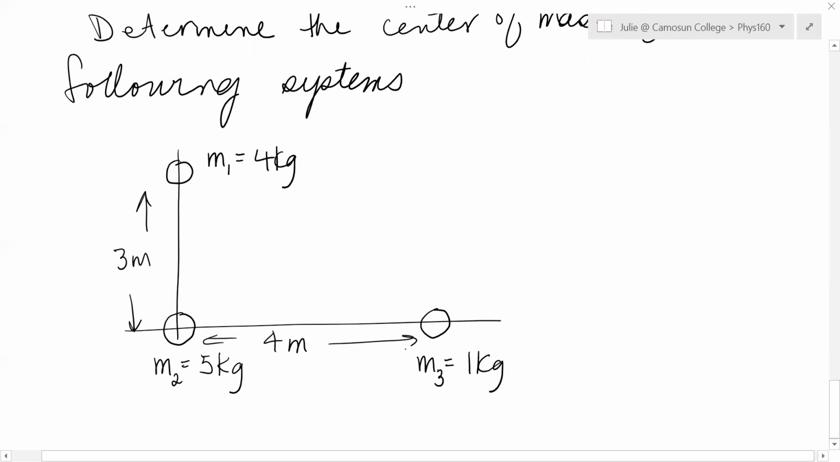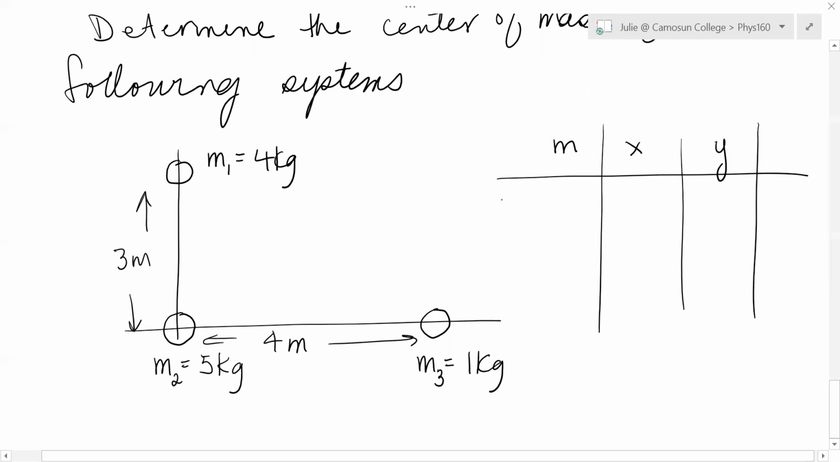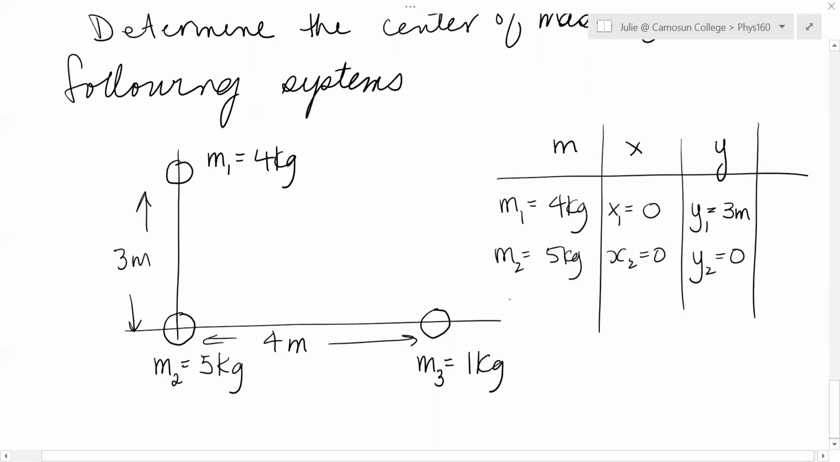Okay, so it's always a good idea to make a list of your m's and x's and y's. So let's go like this. Let's go the mass, the x, and the y. So M1, 4 kilograms, x1, 0, it's on that y-axis, but y1, it's up there on the y-axis, is 3. Okay, M2 is 5, x2 is 0, it's on the origin, that's nice. y2 is 0 as well, so that's nice. M3, which is 1, x3 is 4 meters, but y3 is 0. Okay, so we have a nice table.